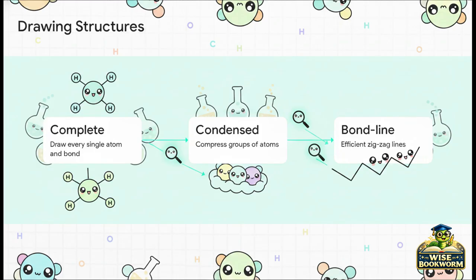So we compress it down into a condensed formula. And finally, we arrive at the absolute gold standard, the bond line formula. Here, you're just sketching these super efficient zigzag lines. Every point or bend is a carbon atom, and we just assume the hydrogens are hanging out there. It is a massive time saver.